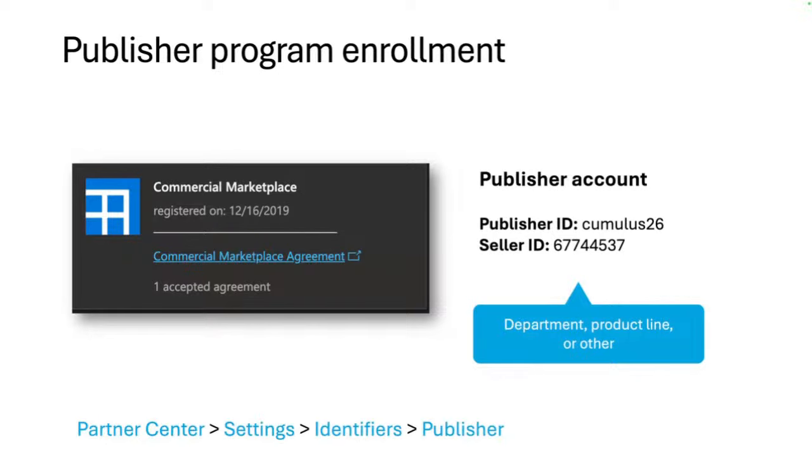Now, to see the publishers that we have associated with our PLA accounts, we can go to Partner Center, Settings, Identifiers, just like we did before, but this time we're going to select the Publisher tab on that page.